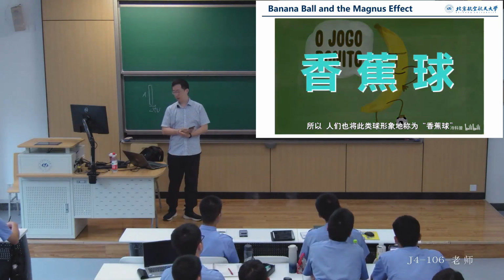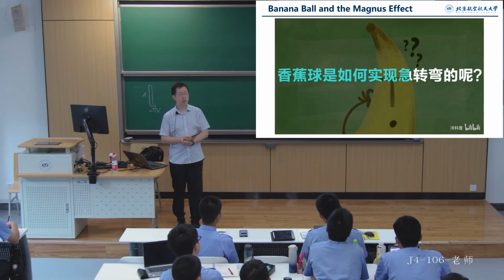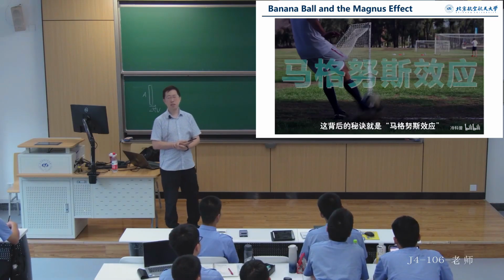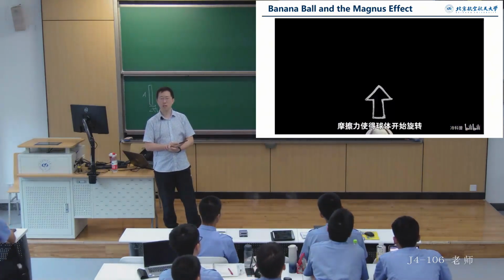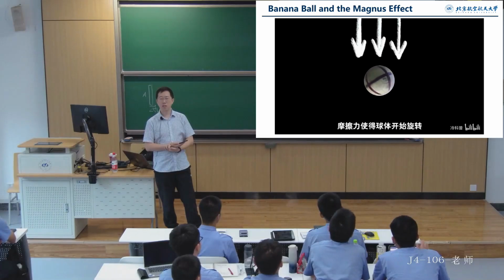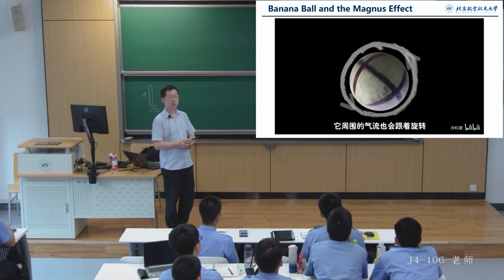So the question arises, how does such an impressive banana shot achieve a sharp curve? The secret behind this is the Magnus effect. At the moment the athlete kicks the ball, friction causes the ball to start spinning. As the soccer ball moves forward and spins in the air, the airflow around it also begins to rotate.